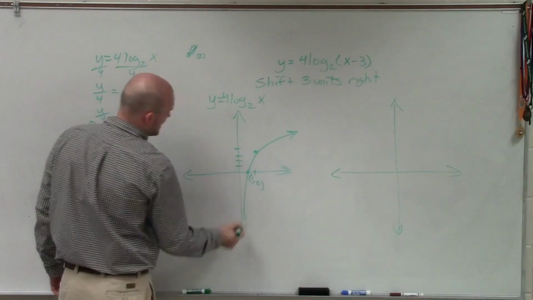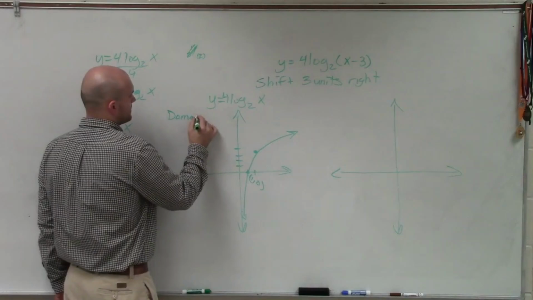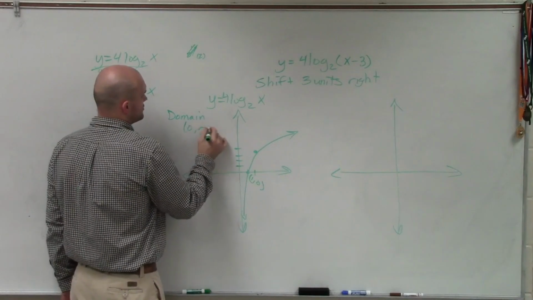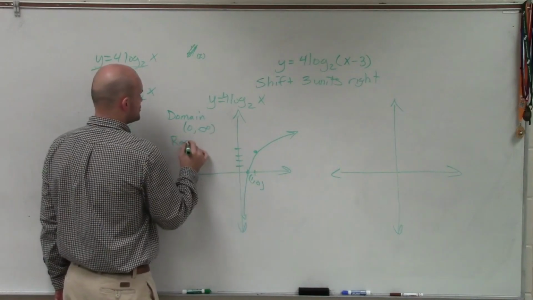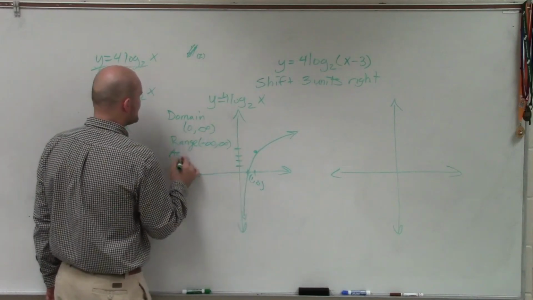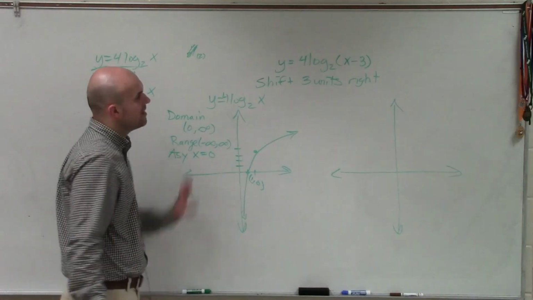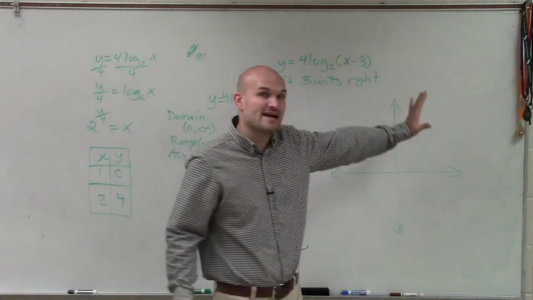All right, so you can see my logarithmic graph is going to look something like that, where my domain is still going to be from 0 to infinity. My range is going to be from negative infinity to infinity. And my asymptote, where my graph is going to approach, is still going to be at x equals 0. But now, ladies and gentlemen, I'm going to shift that graph to the right.